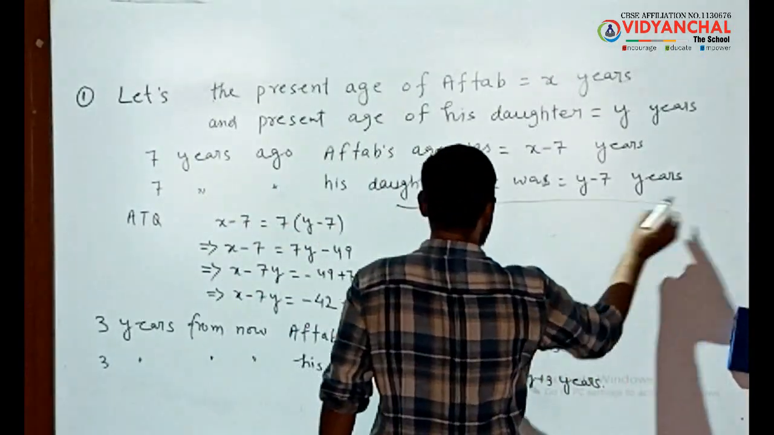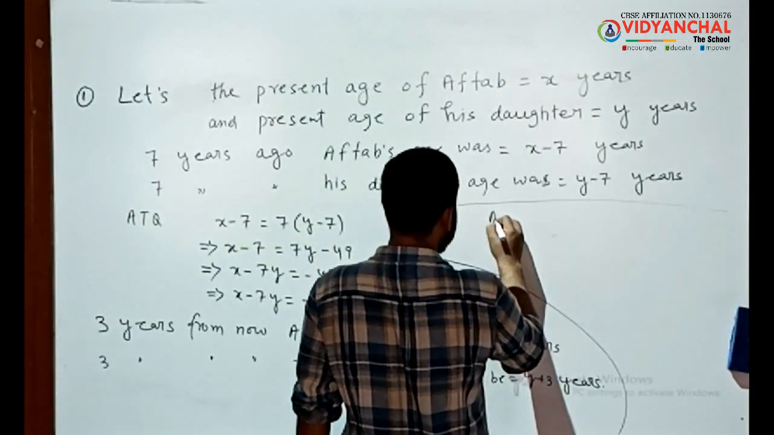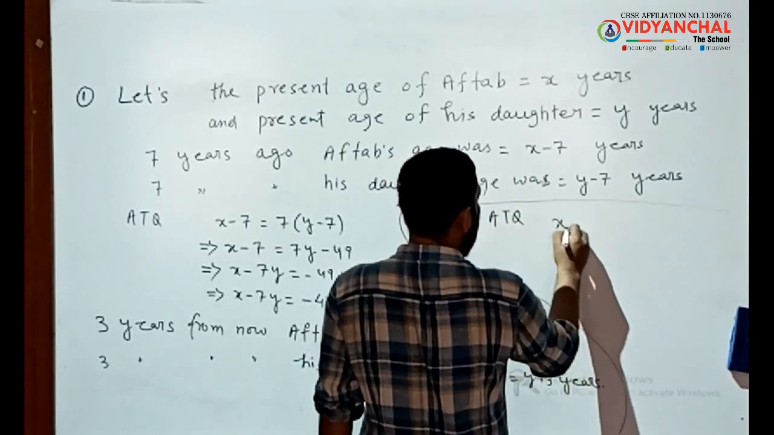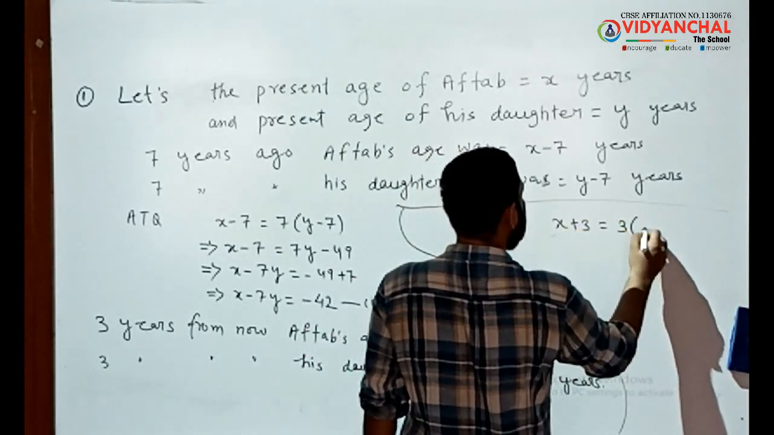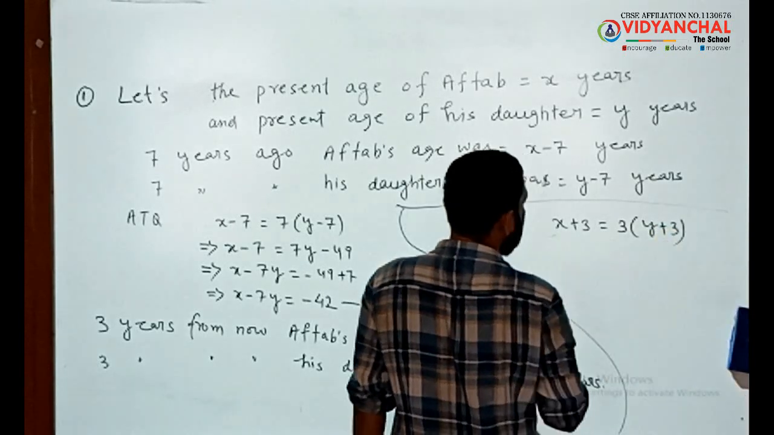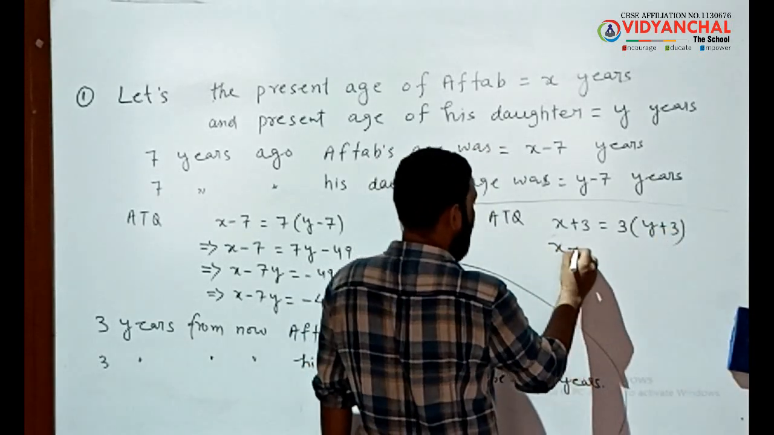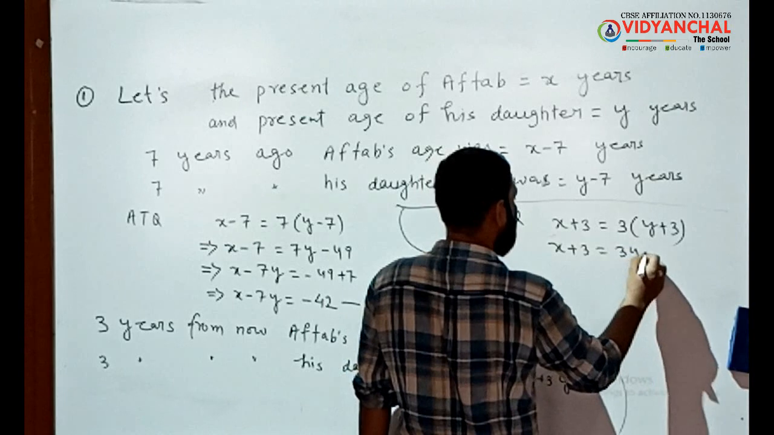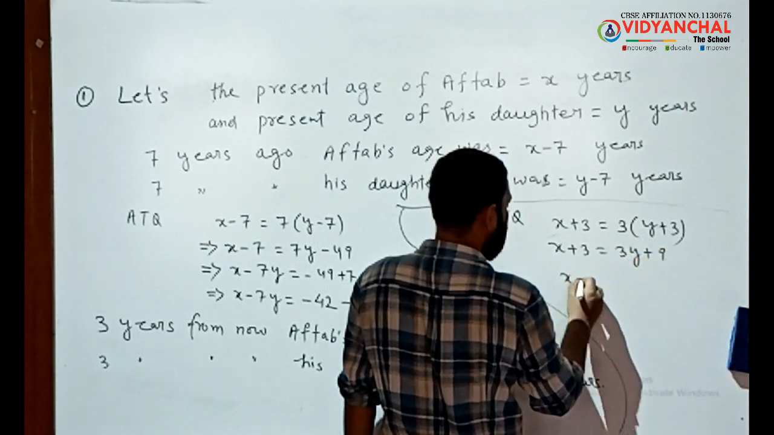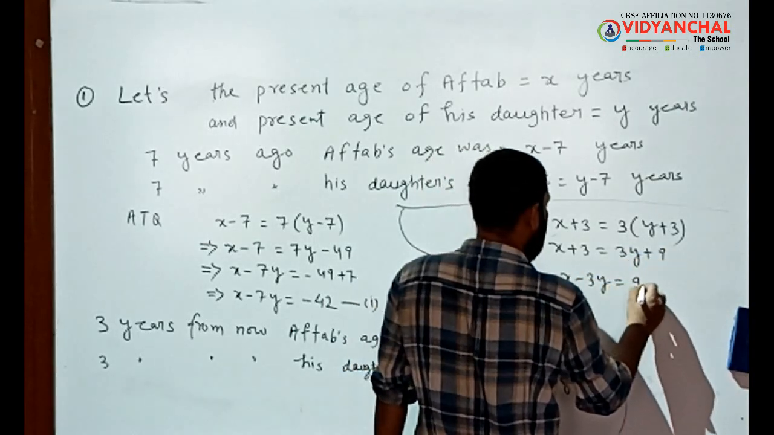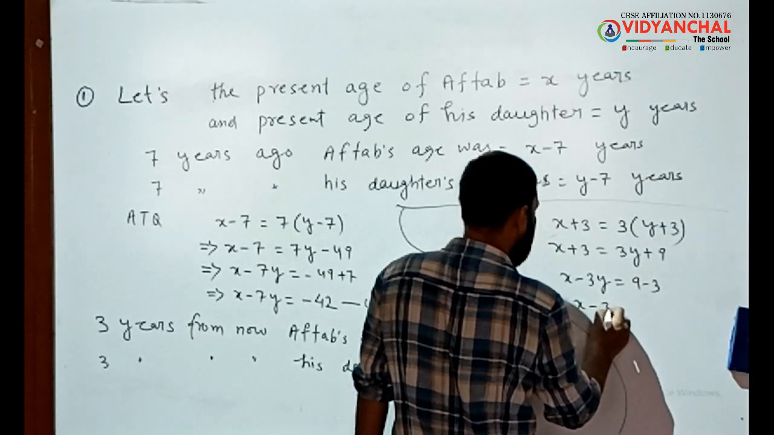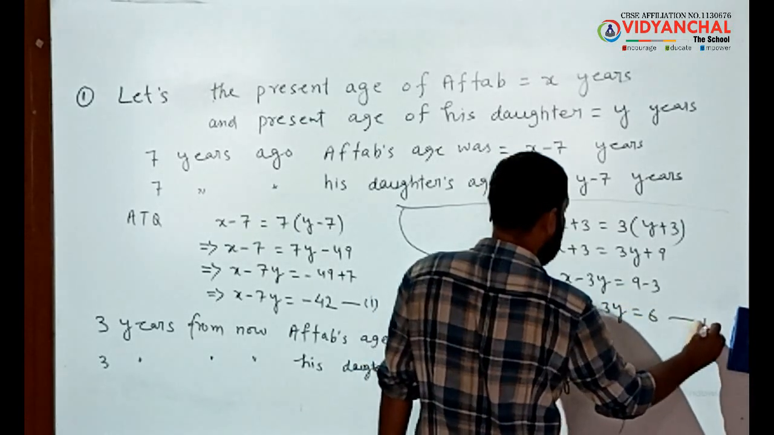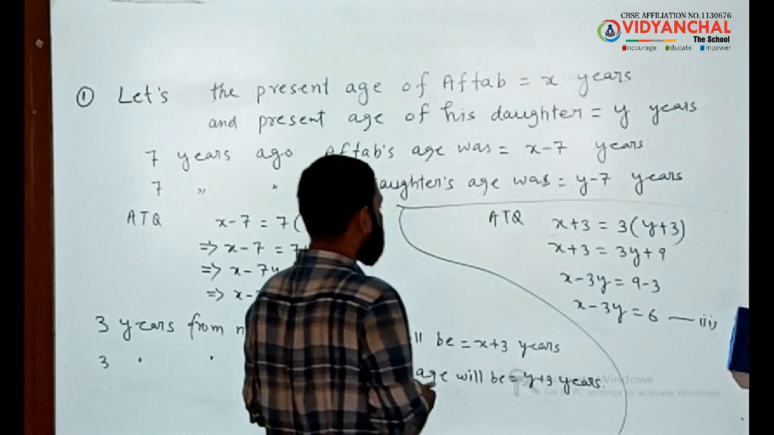Now according to the question, X plus 3 equals 3 times Y plus 3. So X plus 3 equals 3 multiplied by Y, 3Y, and 3 into 3, 9. So X minus 3Y equals 9 minus 3. X minus 3y equals 6. This is our second equation.